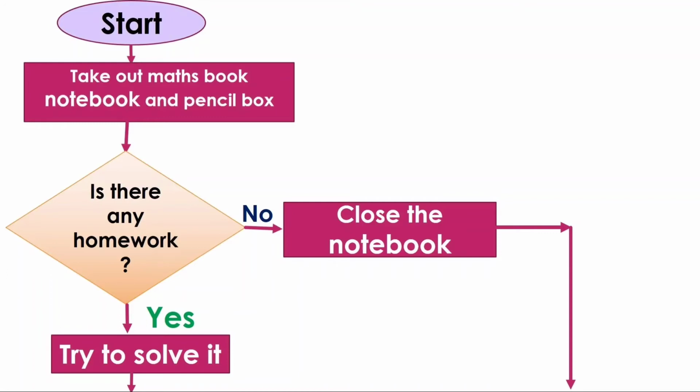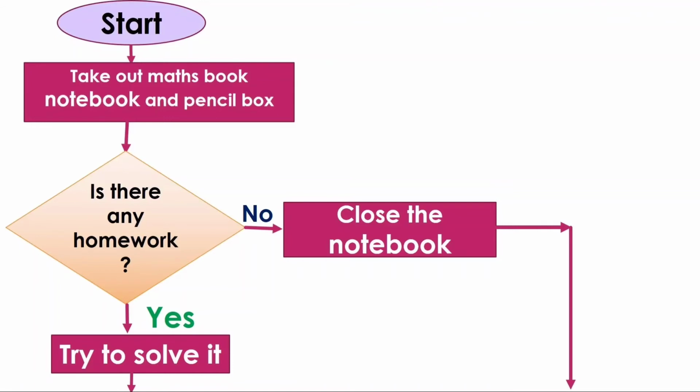Now see how to make the flowchart. First symbol is start. Then we move to the downside. Then the rectangular symbol where it is written take out maths book, notebook and pencil box. So this is the step. After that we move to the downside because the arrow is pointing downside. Then the diamond shape: is there any homework? If it is written is there any homework, the answer will be either yes or no.